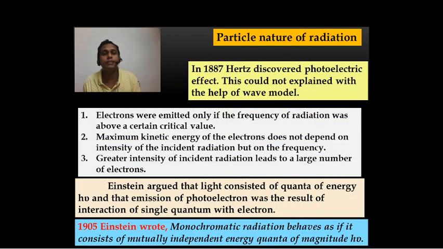Next, we will discuss the particle nature of radiation, or particle nature of light. Up to that time, the concept about light was that it's a wave. You may recall the concept of light during Newtonian time. Newton argued that light is a particle. You may have heard about the corpuscular nature of light. At that time, some physical phenomena could not be explained with this particle theory or corpuscular theory of light.